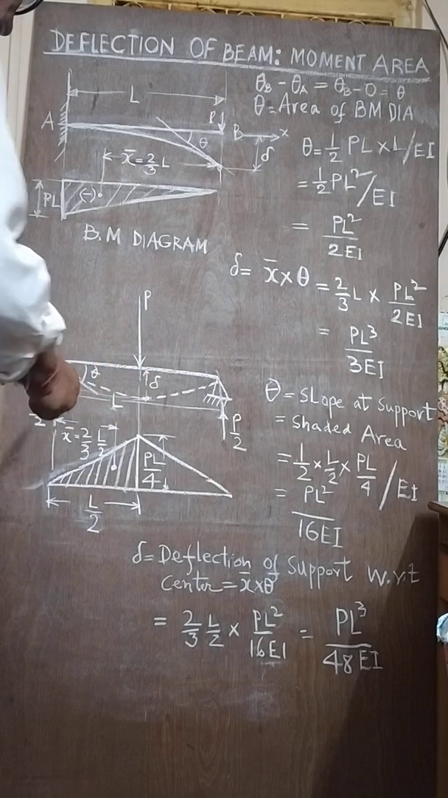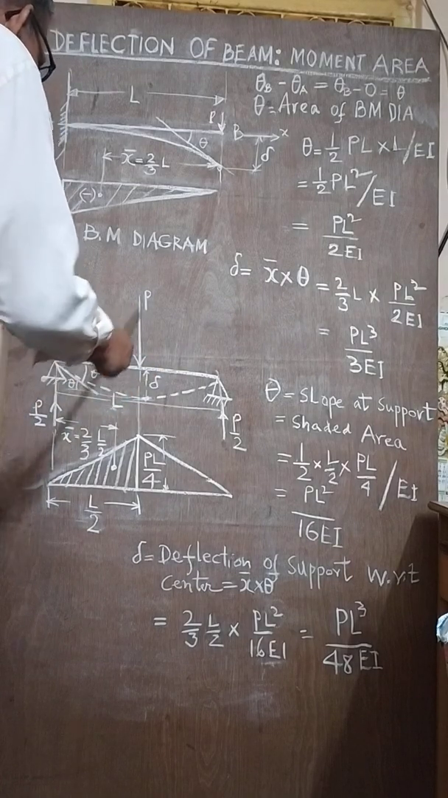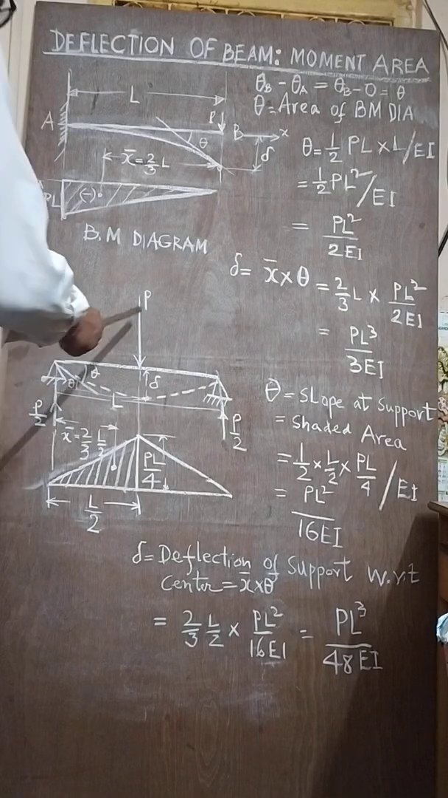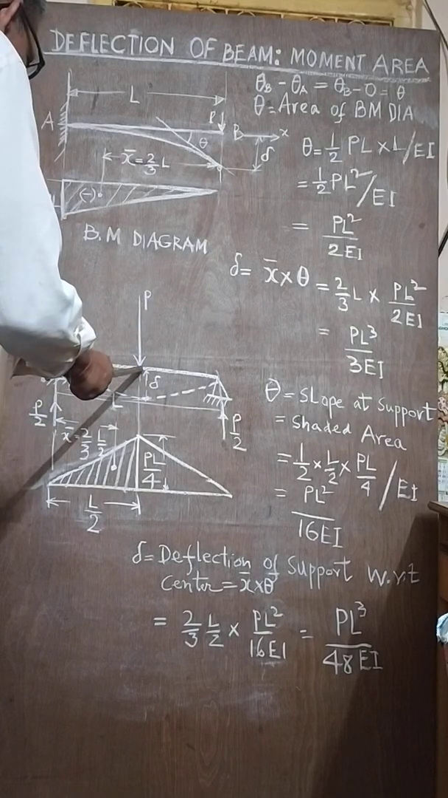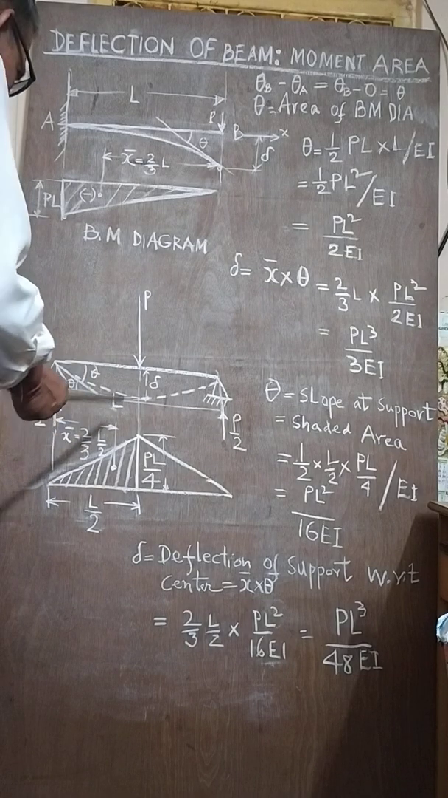So now I come to the deflection of a simply supported beam, where the loading is a central load P downward, and there is a deflection at the center. How to do this? Here, the analysis is just the reverse.